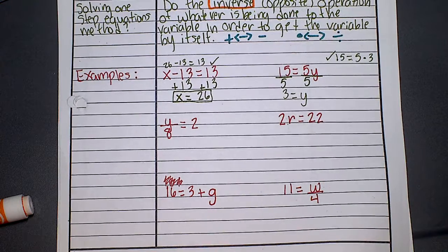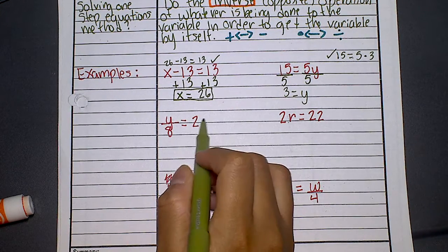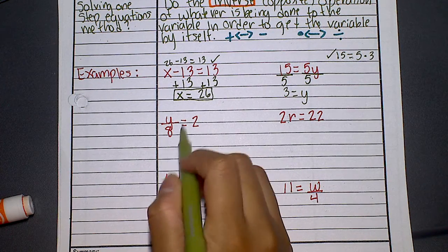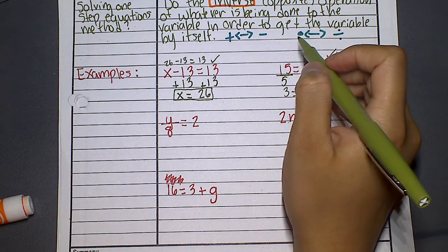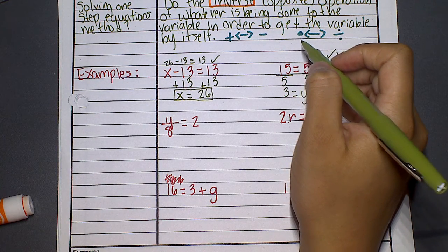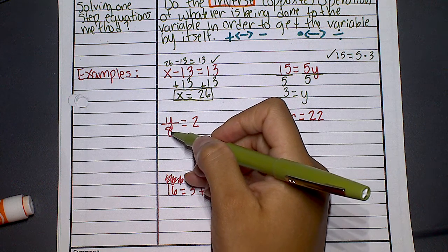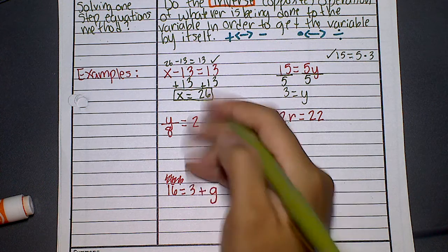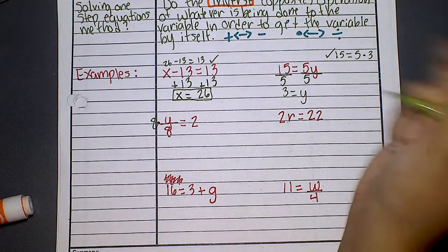Let's do the next example. So this is y divided by 8 is equal to 2. So this is a division problem. The opposite of division would be multiplication. So since y is being divided by 8, we have to do the opposite to get rid of the 8 by multiplying by 8. So on both sides, we're going to multiply by 8.